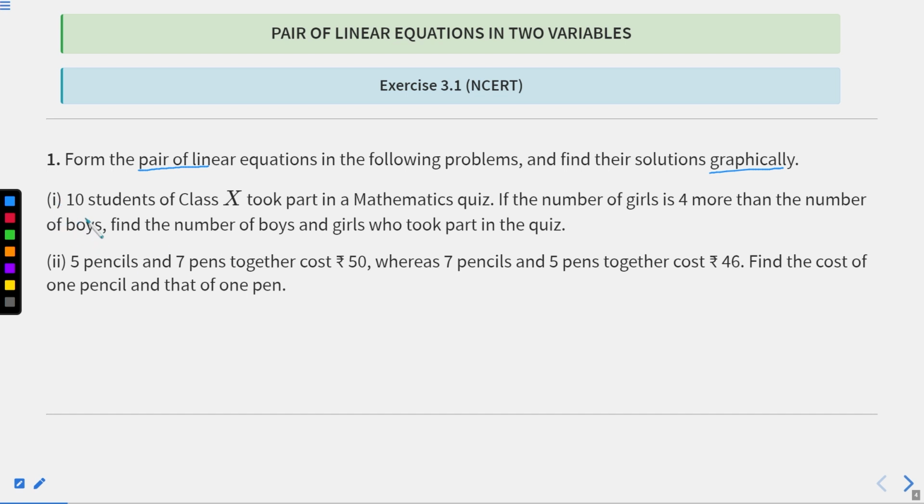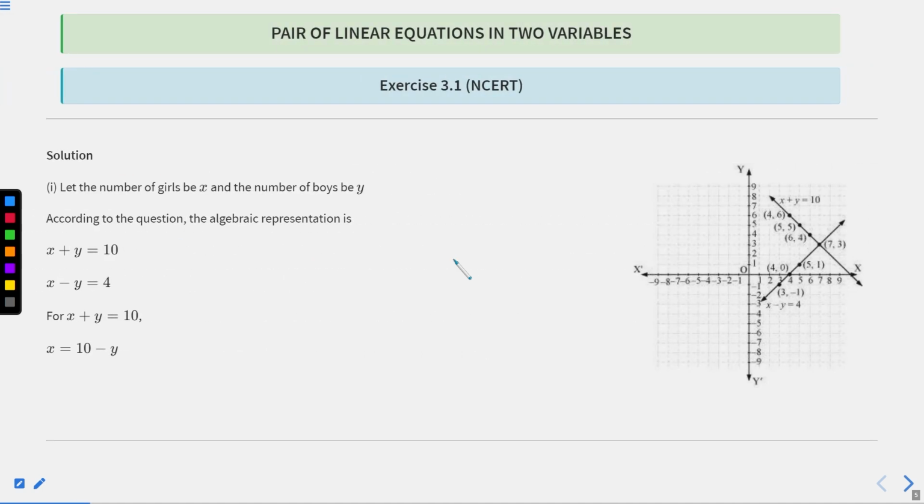In question number 1, we have 10 students of class 10 who took part in a mathematics quiz. If the number of girls is 4 more than the number of boys, then find the number of boys and girls who took part in the quiz. Okay, so let's see how to solve this problem. So here we let the number of girls be x and the number of boys be y.